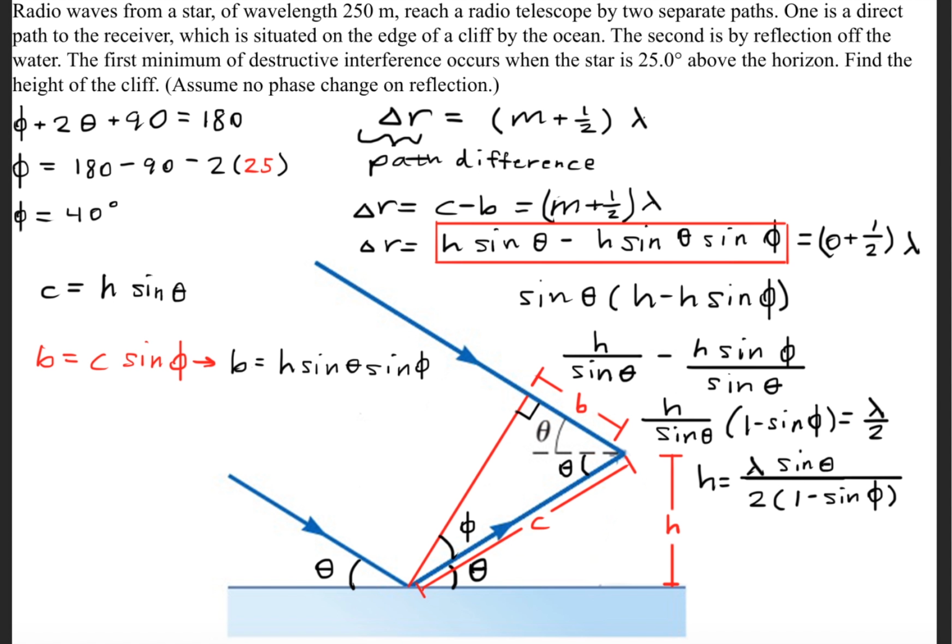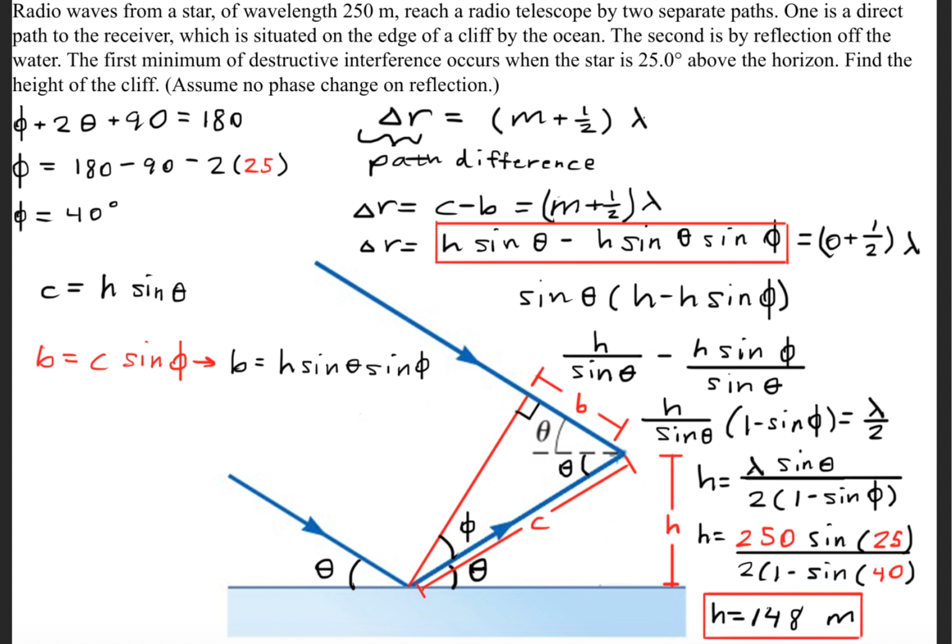The next thing we'll do is rearrange this equation so that we solve for h, and h is equal to lambda times sine theta divided by 2 times 1 minus sine of phi. Lastly, we'll just take the given values and plug them in so that we get a height of 148 meters.